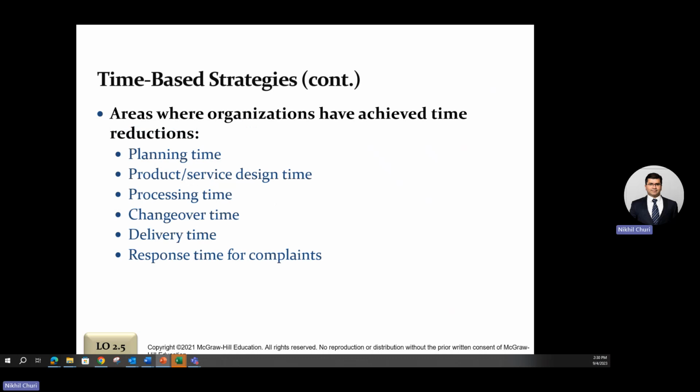Here are a few of the areas where time-based strategies apply. Again, this is a good list on a high level, and if you nail it down, you can come up with many more. On a high level, these are the areas where time-based strategies can be applied: you want to develop strategies to reduce your planning time, product and service design time, the whole processing time, changeover time, delivery times, and response time for complaints.